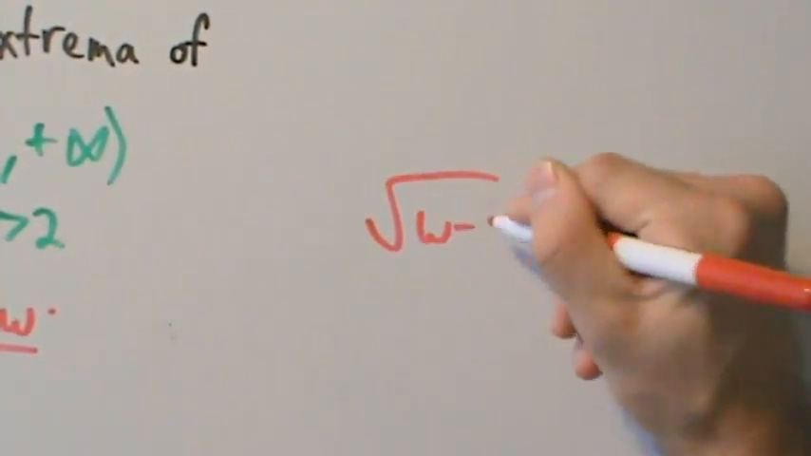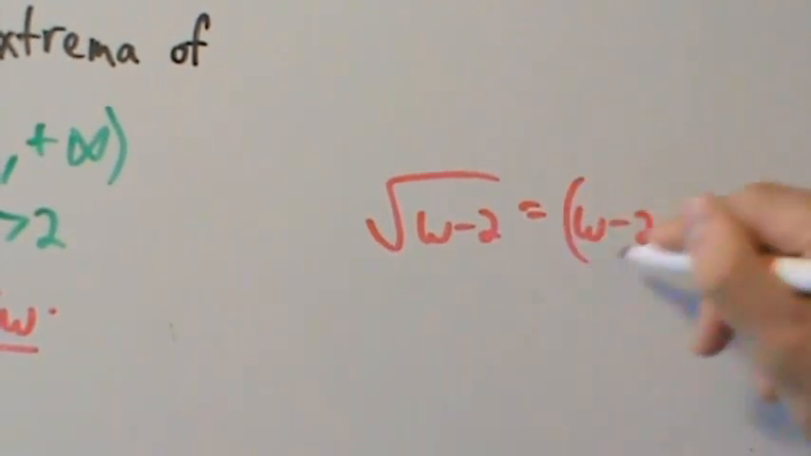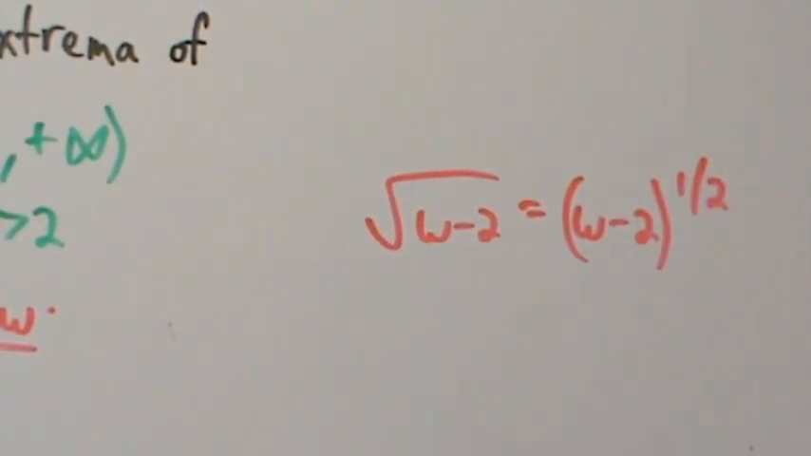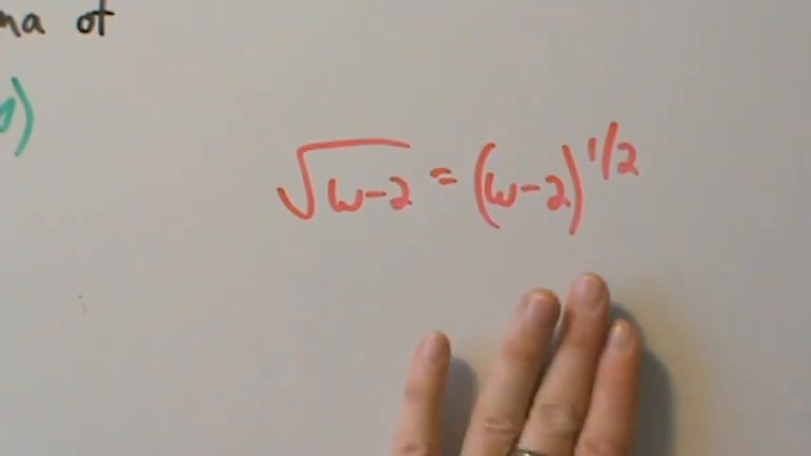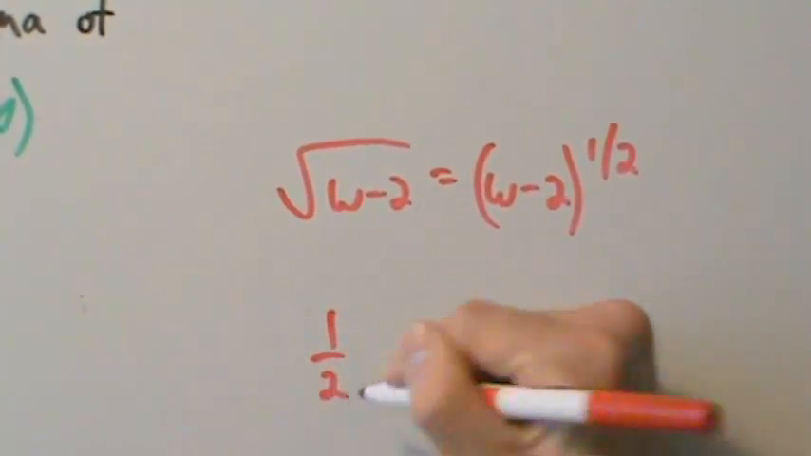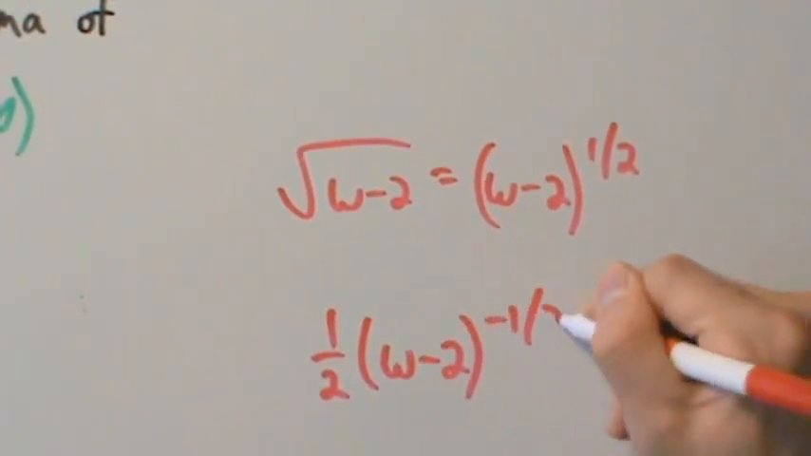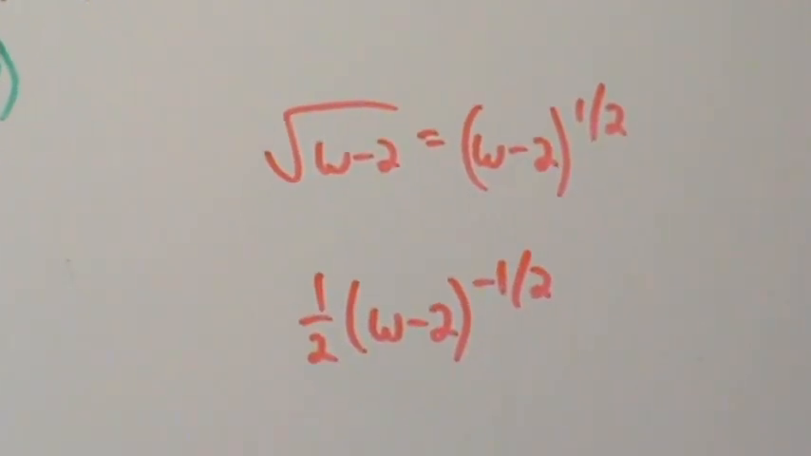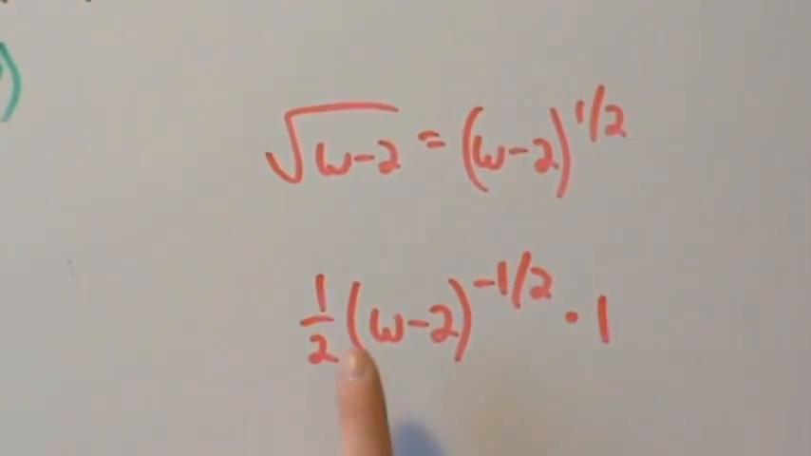So root w minus 2, remember that's the same thing as w minus 2 quantity to the 1/2. Now if we want to take a derivative of that, then we're going to do a power rule here, right? So it's going to be 1/2 times the quantity w minus 2 to the negative 1/2. And then technically there's a chain rule thing happening, so chain rule says now multiply by the derivative of w minus 2, but the derivative of w minus 2 is just 1, or technically 1 minus 0, but still just 1.